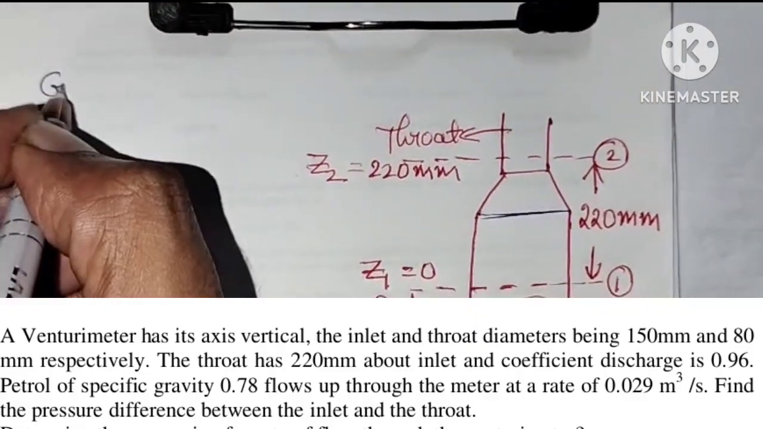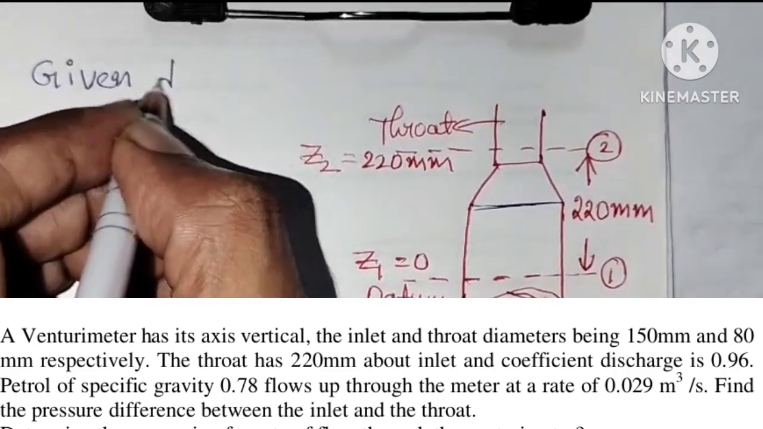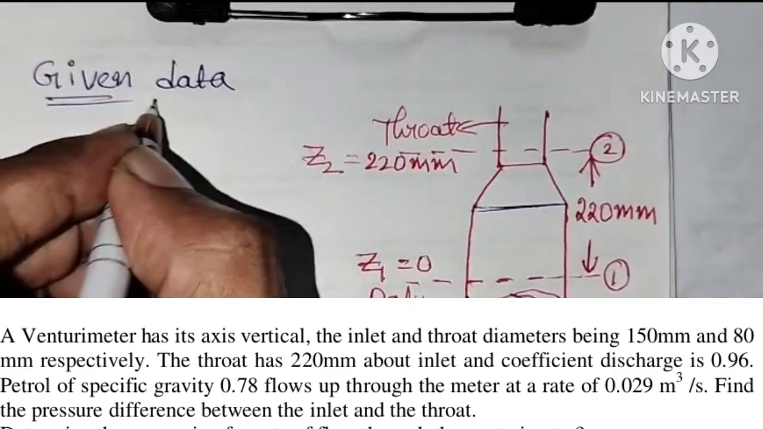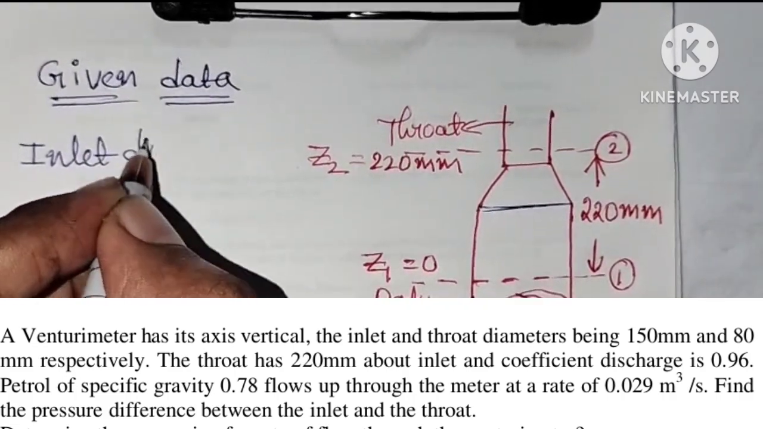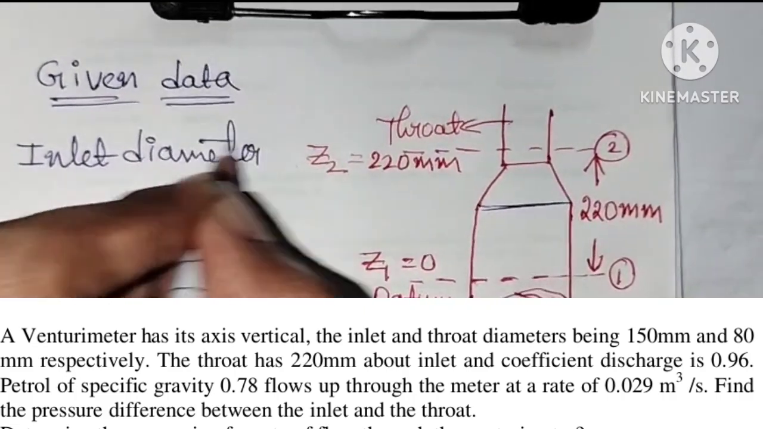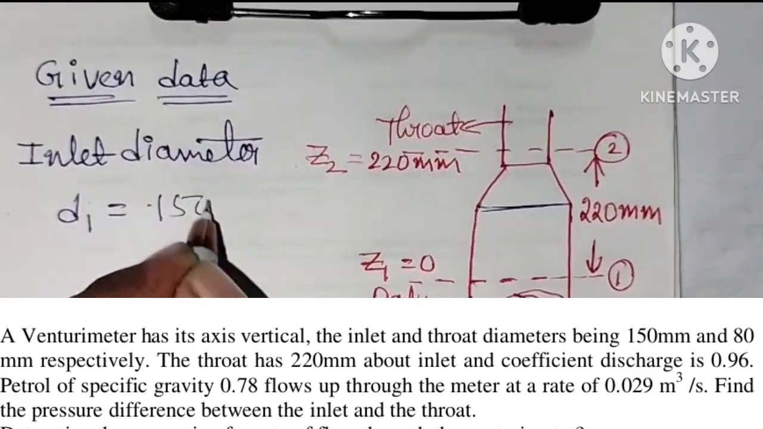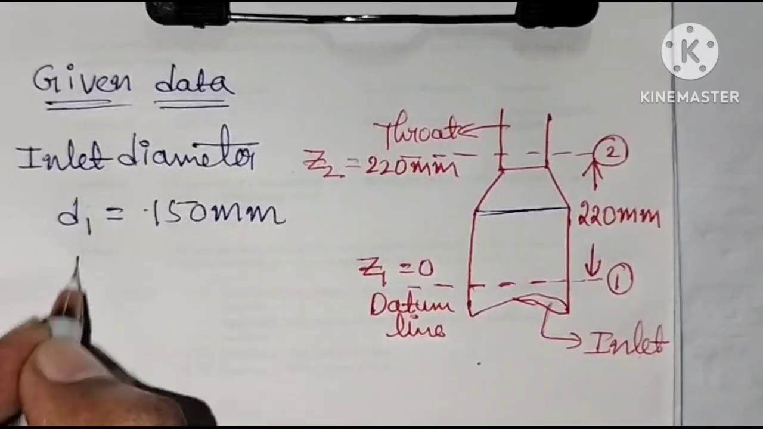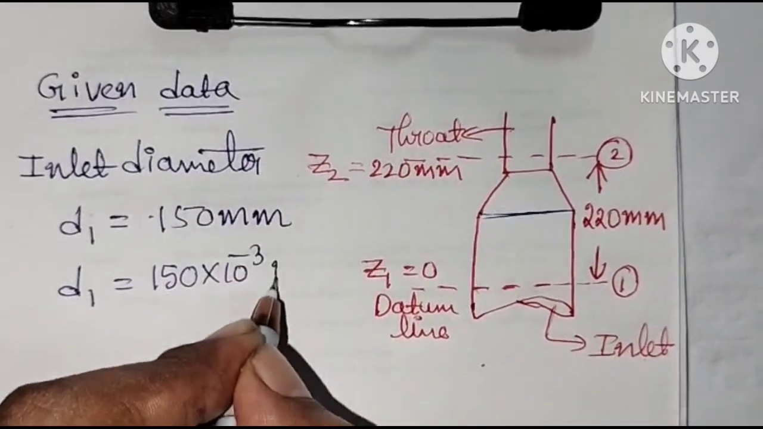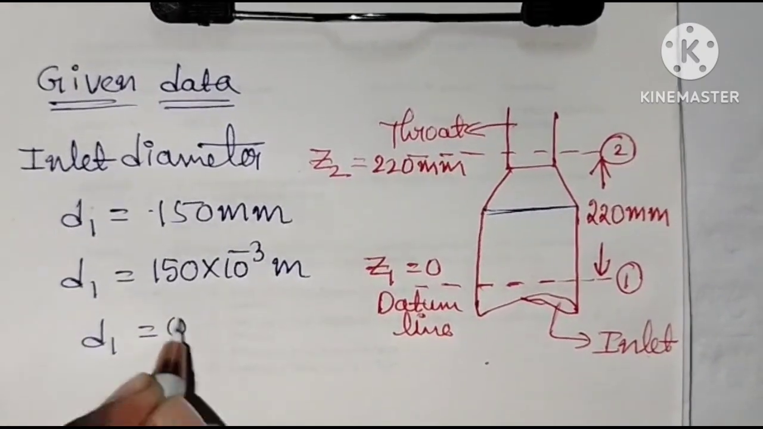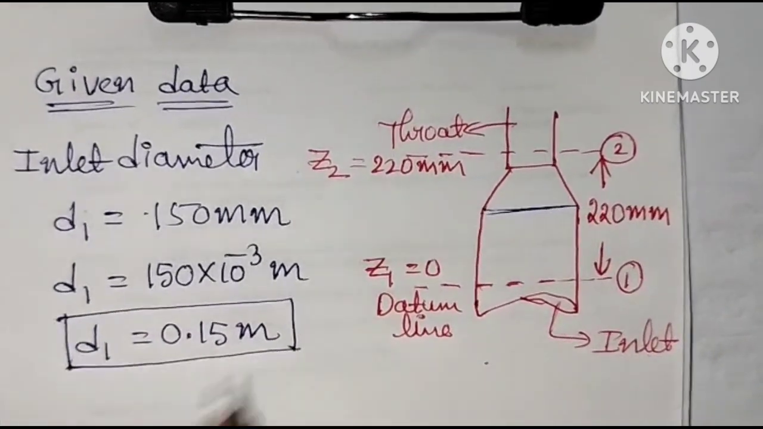So first, let us write the given data. Inlet diameter D1 is equal to how much? D1 is equal to 150 mm. Let us convert it into meters. 150 mm means 1 mm is equal to 10 to the power of minus 3 meters. So D1 is equal to 0.15 meters. This is the value of D1 in meters.